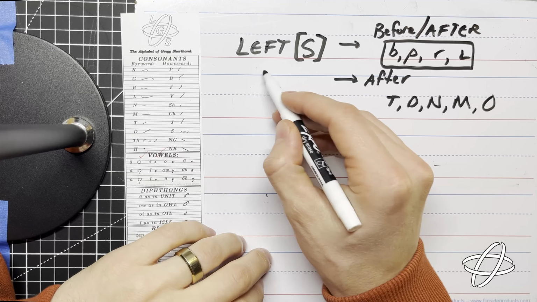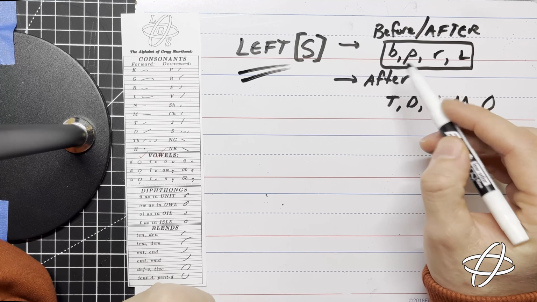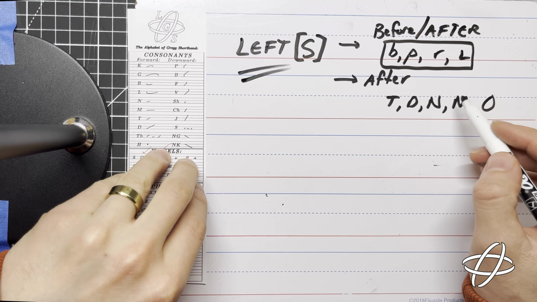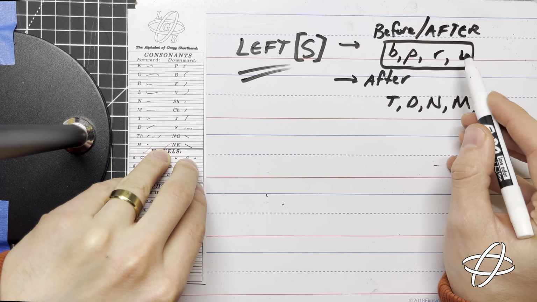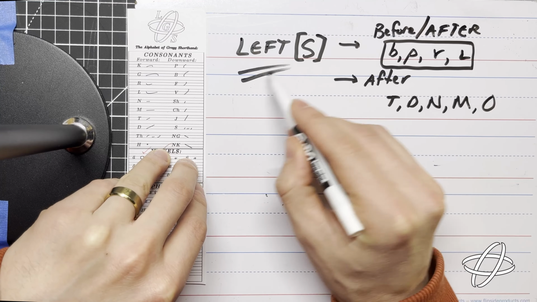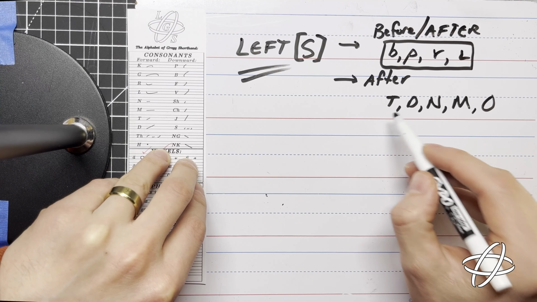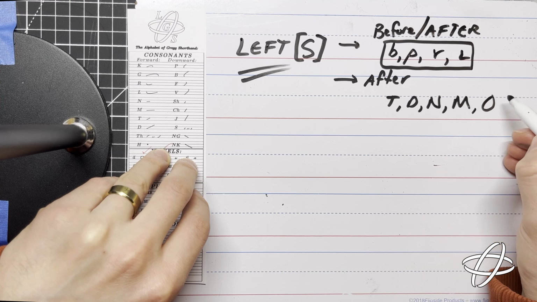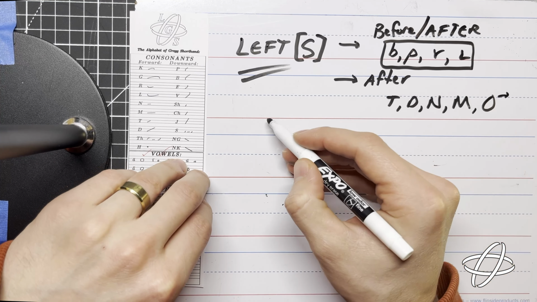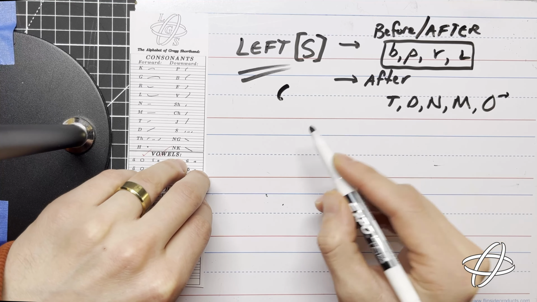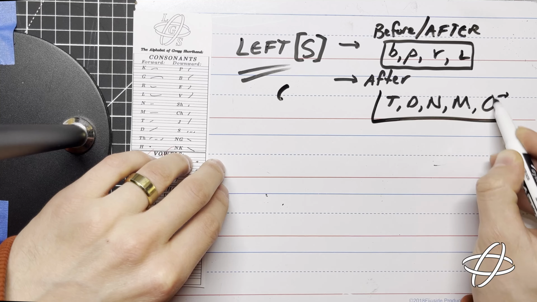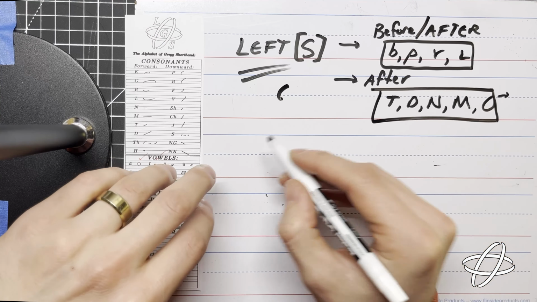Okay, let's do some examples of our left S. And you can memorize these if you want, or you can just use the following flow that we'll learn here in a second. But basically, before or after the B, P, R, or L strokes, you would use this left S. And after the T, D, N, M, or O, which we haven't learned just yet, so just bear with me here, you would also use a left S. So left S meaning this left motion, comma-looking curve. And so you can go ahead and memorize this rule, or you can just follow the logic.